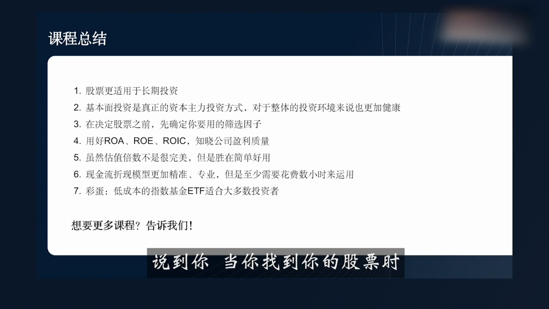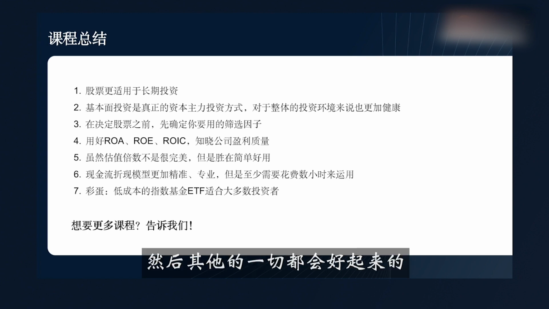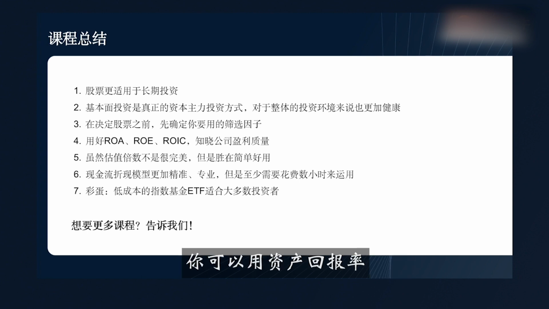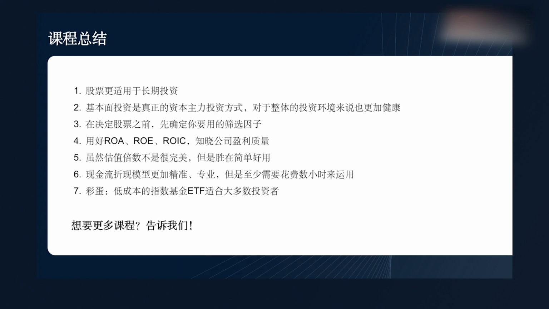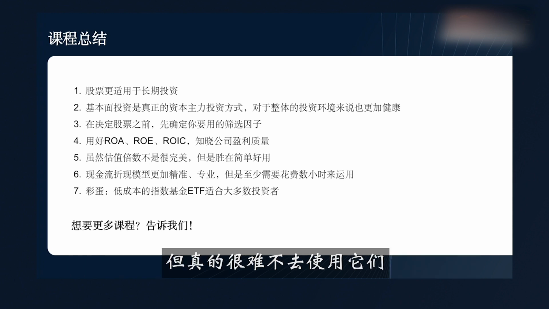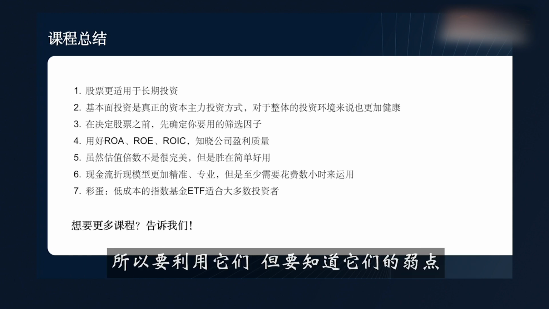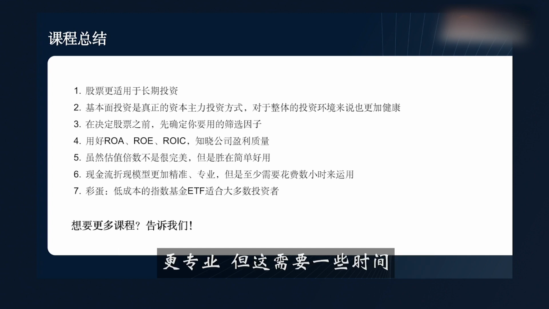Speaking of you, when you're finding your stocks, first find your factors. Everything else will fall into place. You can use return on assets, return on equity, and return on invested capital to show the quality of a business. Multiples are not really the best way to value companies, but they're just too easy not to use. So use them, but know their weaknesses. DCF, or discounted cash flow analysis, is definitely more precise, more professional, but it's going to take some time.